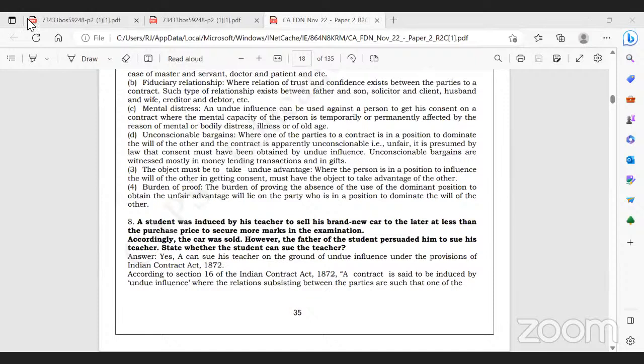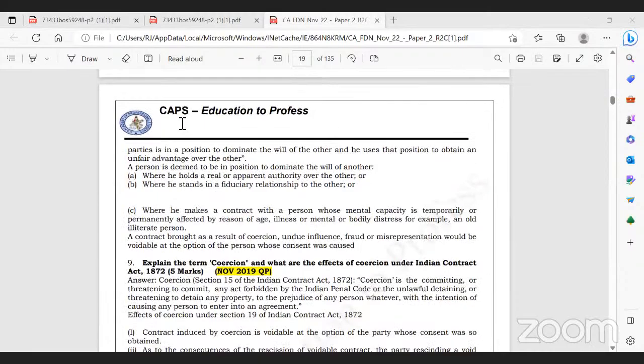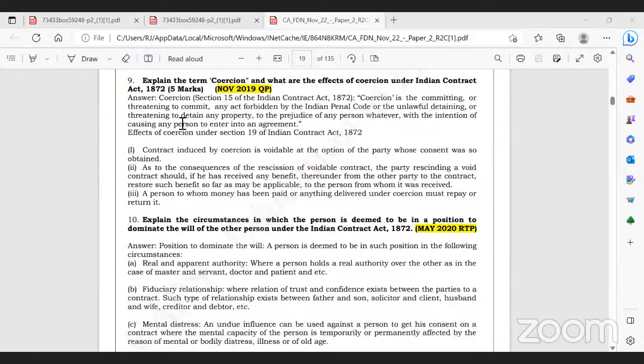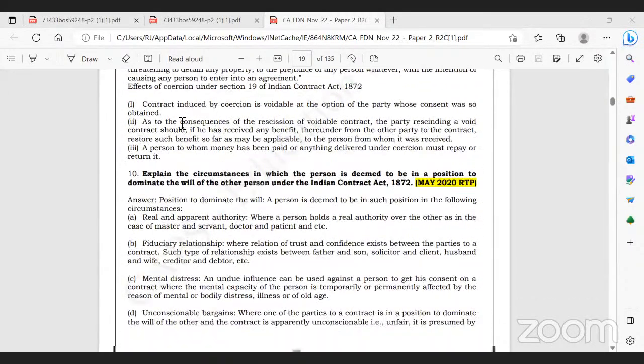This is undue influence. Remember, when one person is in a position to dominate the will of the other and he uses that position to obtain an unfair advantage over the contract, the contract becomes voidable. What does it become? Voidable. Next.